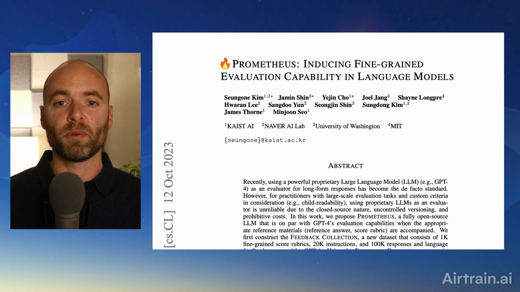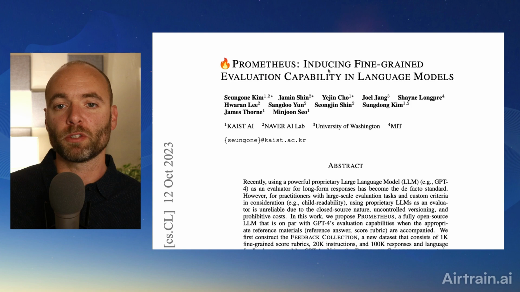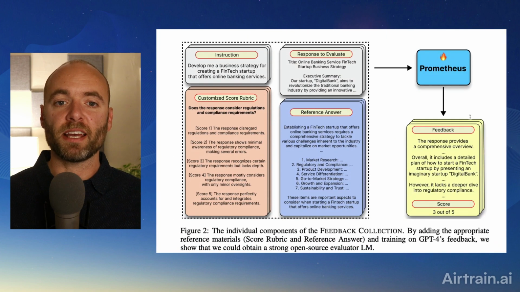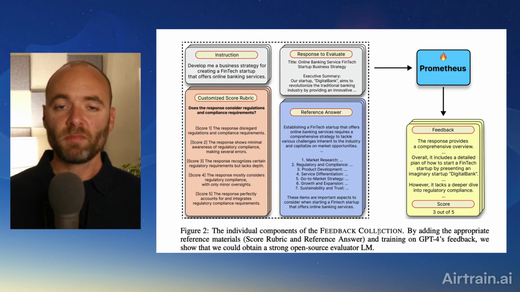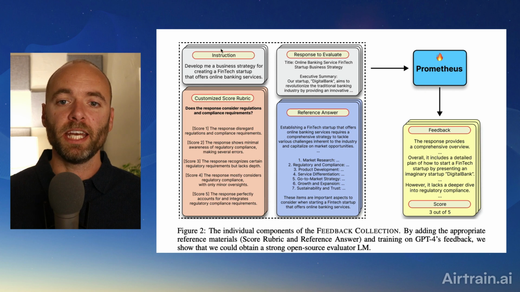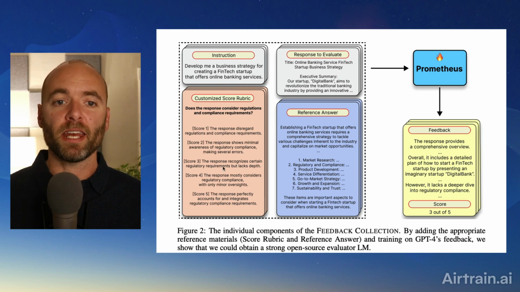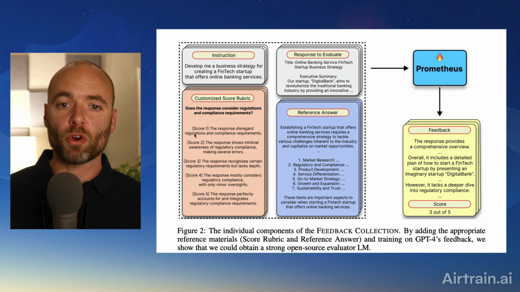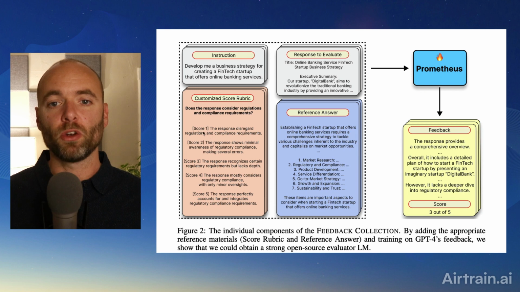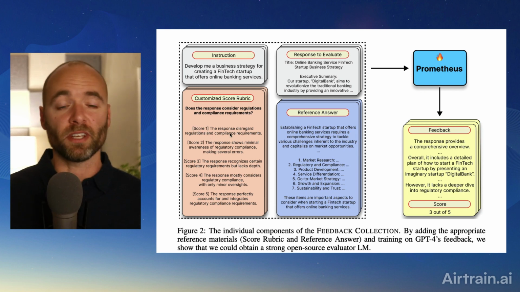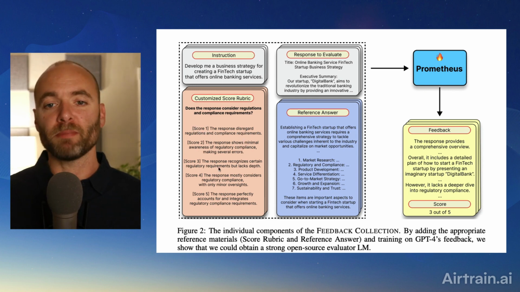Finally, let's take a look at a paper called Prometheus, published by Kim et al. in October 2023. They created a dataset called Feedback Collection. This is how the dataset looks. It contains an instruction part where the model being scored is asked to carry out a task. Then a rubric is laid out to explain to the scoring model what each score value looks like from 1 to 5. What is a 1 score, what is a 2 score, and so on.